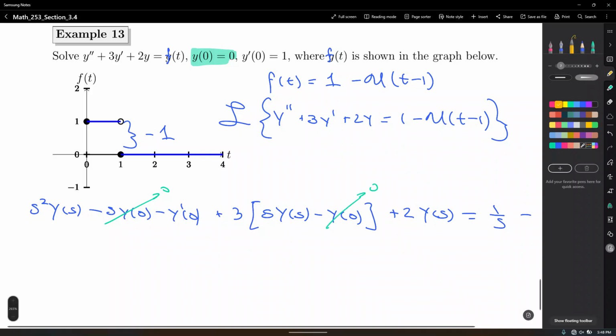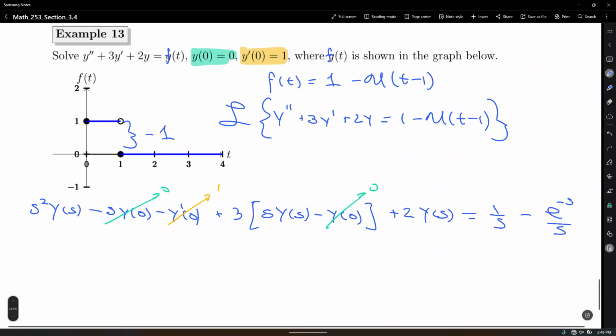And y prime of 0 rather equals 1. All right. Okay, let's write what we are going to be left with. So that'll be s squared y of s minus 1 plus 3s y of s. Okay, this is going to go to 0. We don't need to write that one. Plus 2y of s equals 1 over s minus e to the negative s over s.